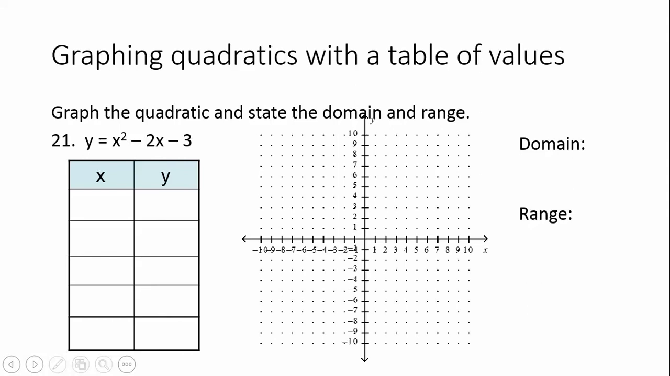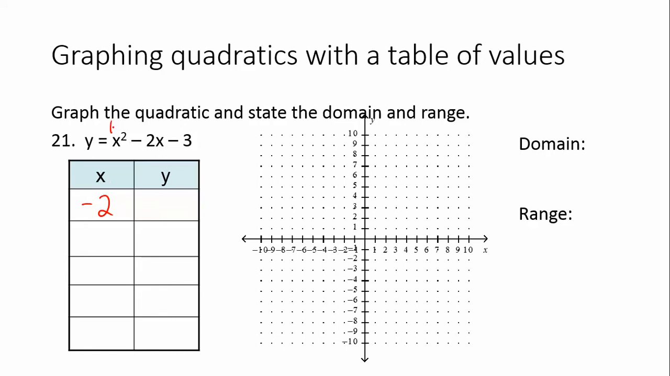For number 21, we have y equals x squared minus 2x minus 3. This is maybe one of the first times where you've graphed and you've got an x in more than one place. So whatever value you pick for x, you have to make sure that you're plugging it in here and here. So for the first x value, let's just pick -2 again. So be very careful what this does.